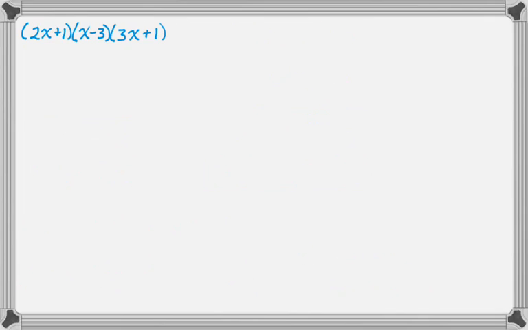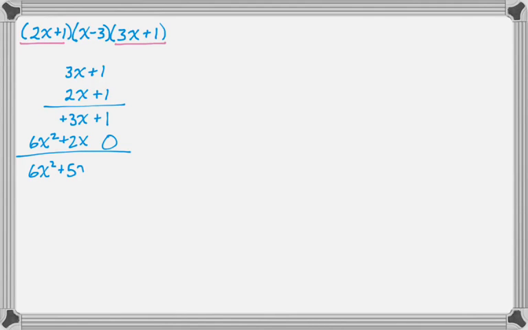Let's do another one. So now I have 2x plus 1 times x minus 3 times 3x plus 1. You can choose any two of these and multiply them to begin with, so for no apparent reason, I'm going to choose these two. I'm going to stack them, and then multiply through. So I get that placeholder, and then multiply through. Get that and add down. Okay, so the original problem can now be rewritten as 6x squared plus 5x plus 1 times the quantity x minus 3, and I will stack those and multiply.